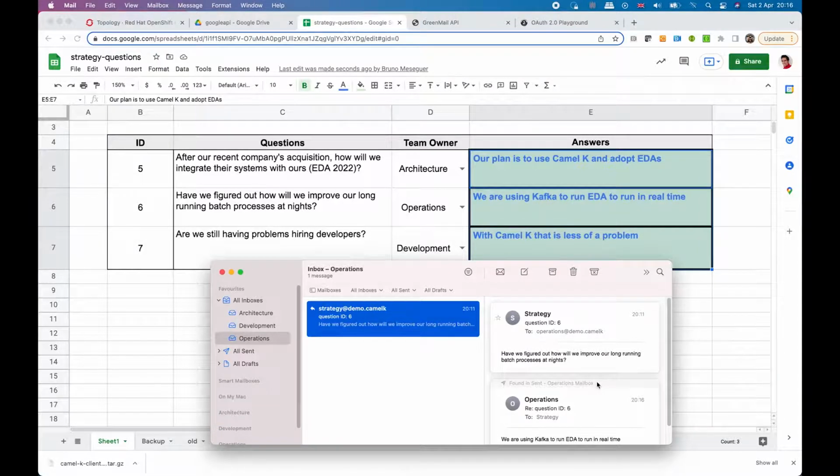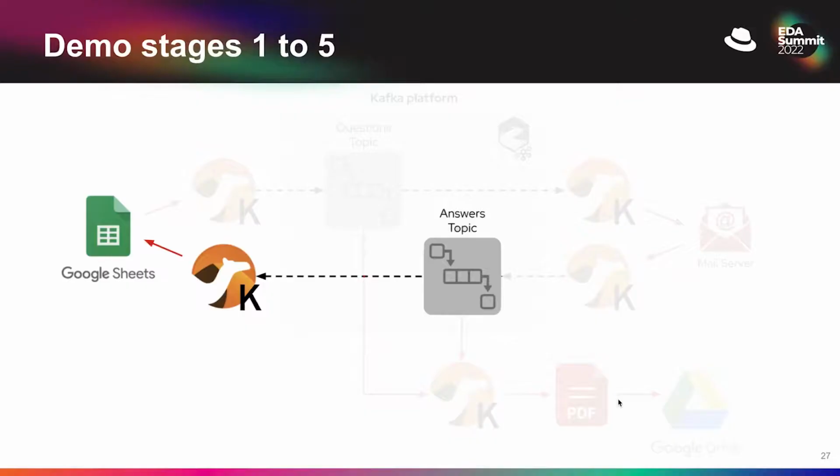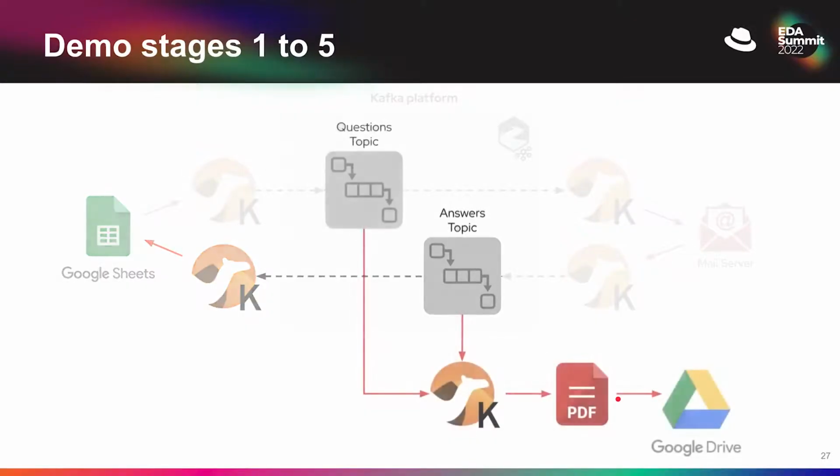And there you go. So we have the three answers, and we have a fully automated questions and answers to the strategy team. So that completes our all going back and forth. But lastly, I wanted to showcase another fifth stage where we are going to replay the streams of questions and answers from both topics, and use a Camel K integration that is going to aggregate all of that information, produce a PDF report, and then upload these to Google Drive.